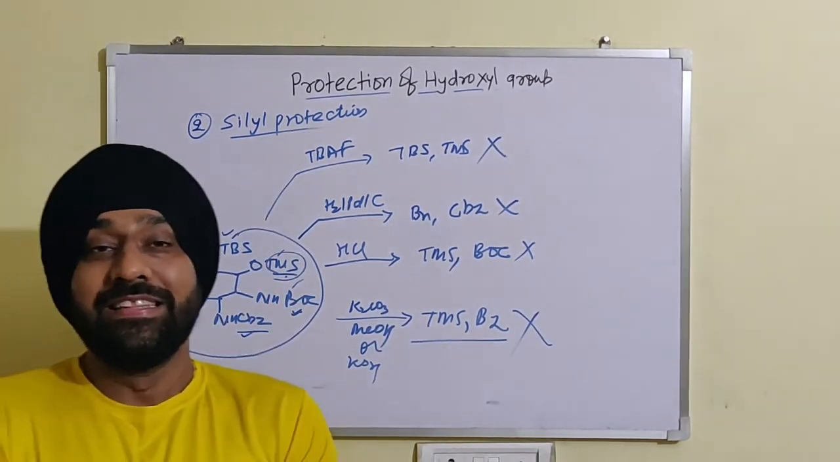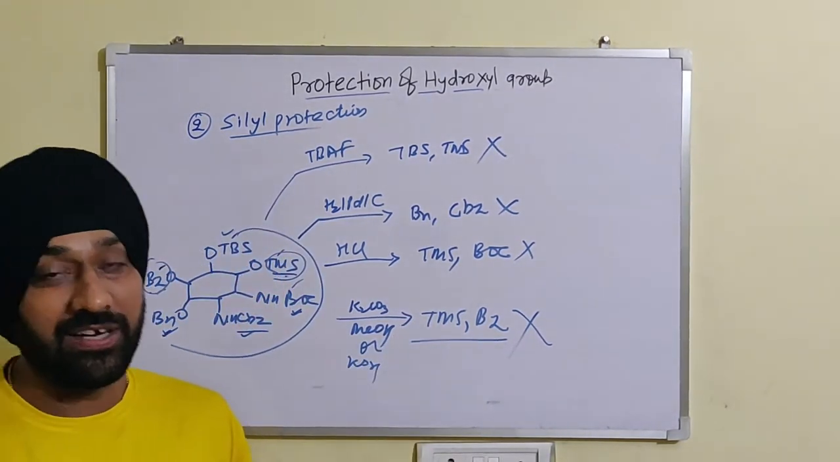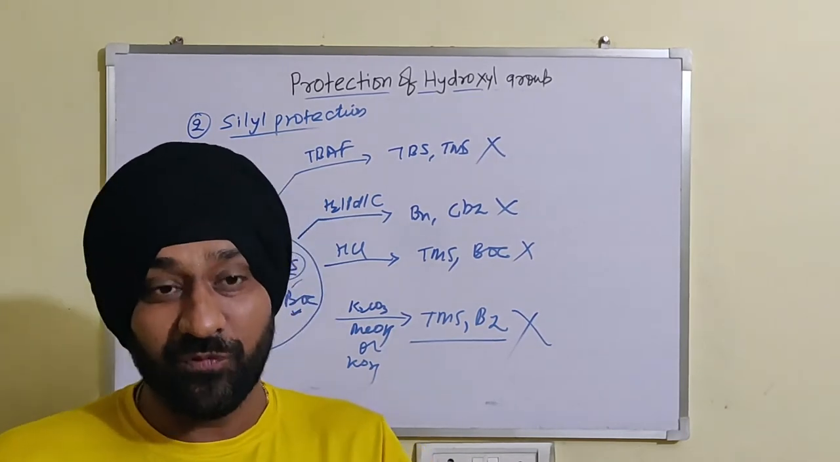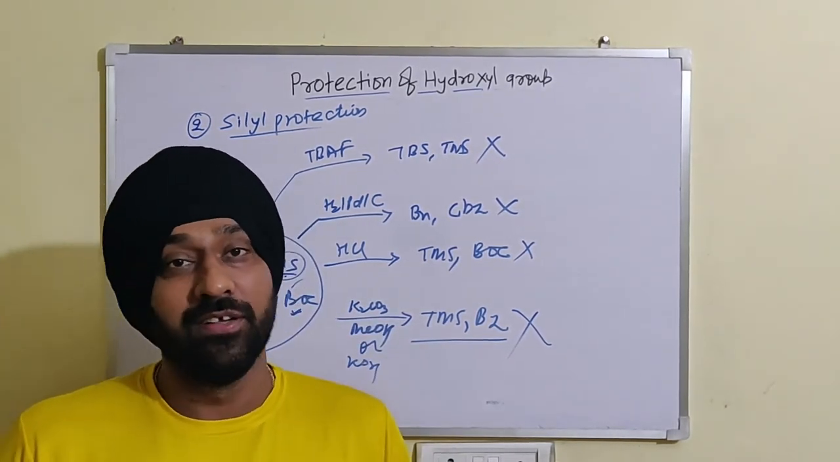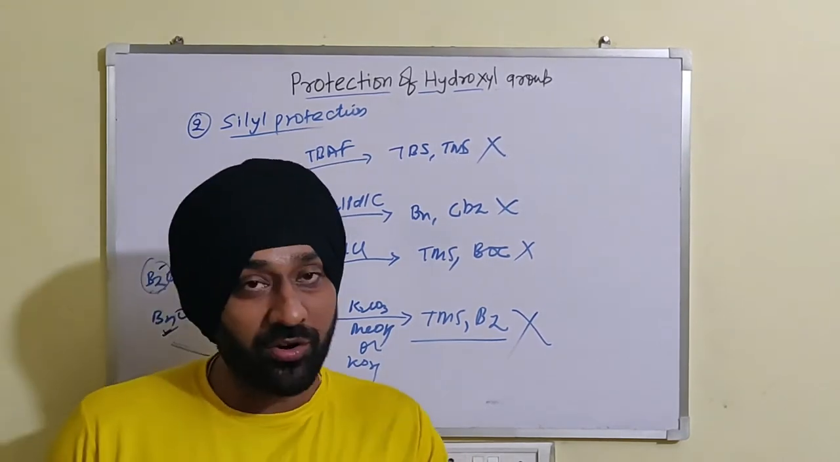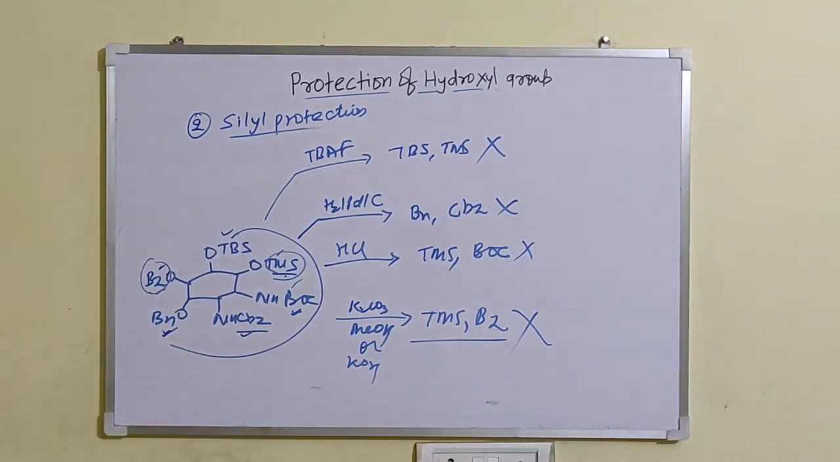These are the kind of questions that are usually asked in the NET exam. That is where clear knowledge of which protecting group is stable under which condition is tested. If you follow the content that I said, then you are going to clearly crack every question asked in the exam. So let us just see other functional groups.